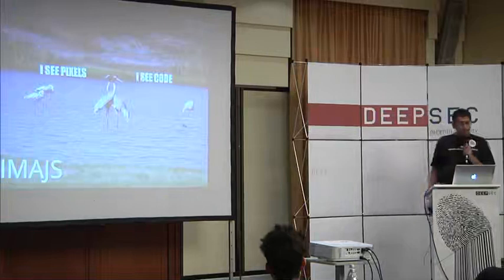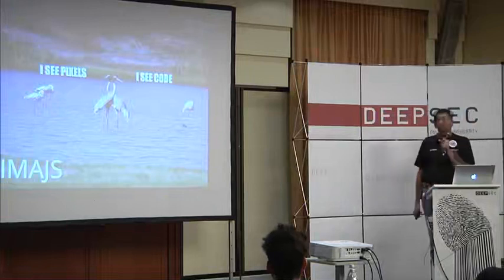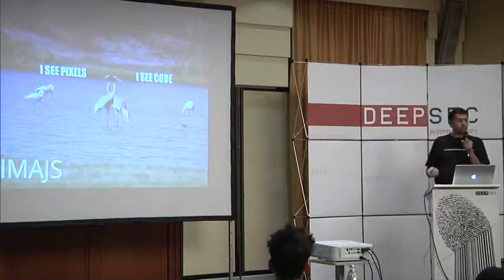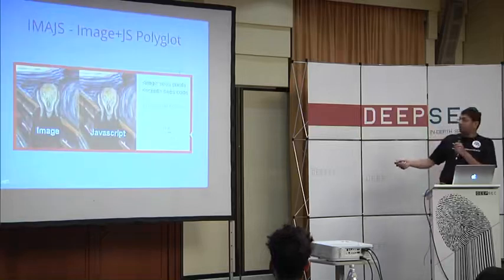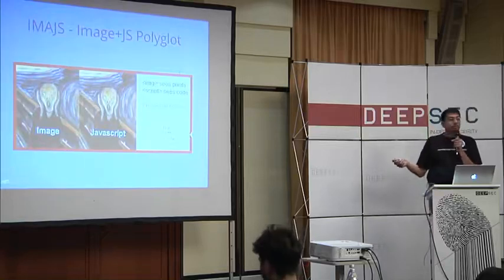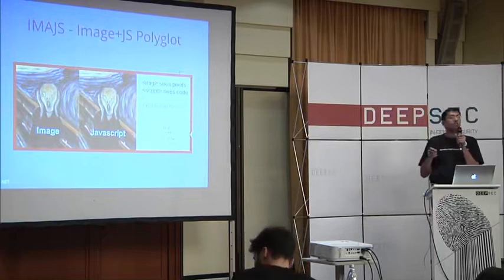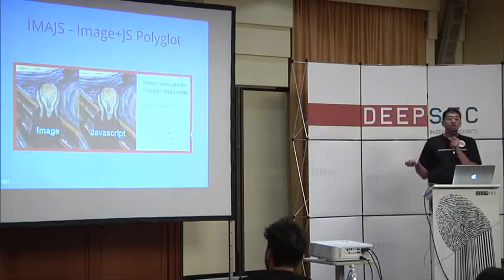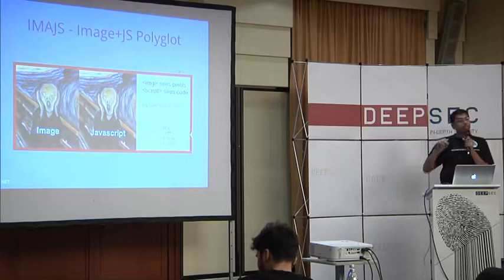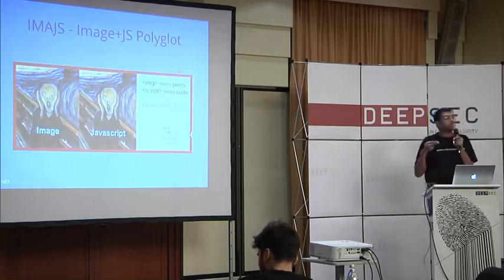So here's my whole trick, which is basically an image and JavaScript polyglot. The same file, if you load it in an image tag, will draw pixels. But if you load it in the DOM or in a script tag, it will execute the JavaScript that is polyglotted inside it.